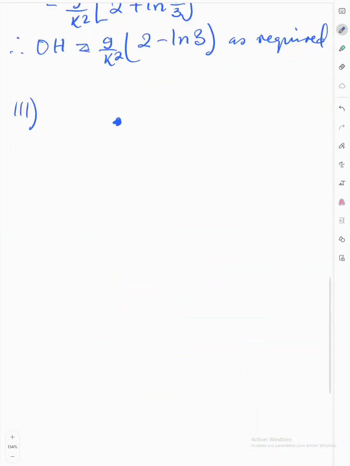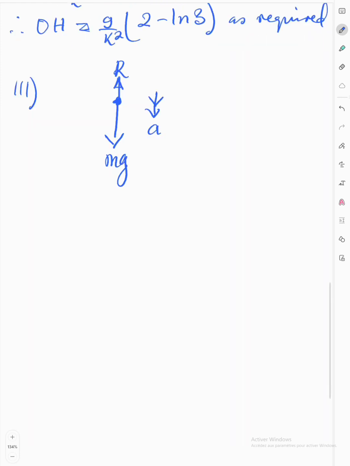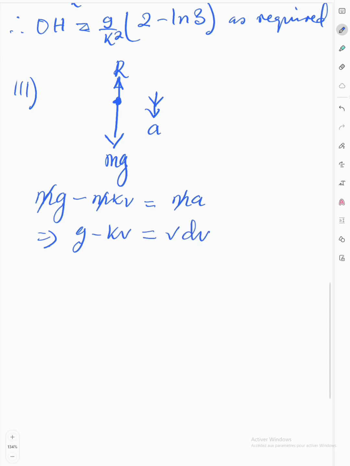So in the third part, direction of motion has changed. We now have the weight as the leading force, and the resistance of the medium is now acting vertically upwards. So the acceleration is vertically downwards. Applying again Newton's second law of motion in the vertically downward sense, we have that mg, the leading force, minus the resistance mkv should be equal to ma. The m's will cancel, and we have that g minus kv would be equal to v dv dx, the expression for acceleration in terms of v and x as we saw earlier.